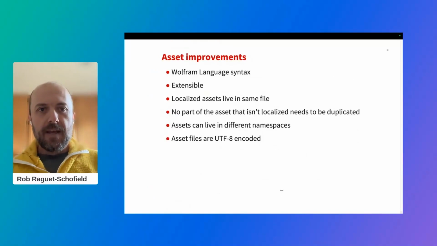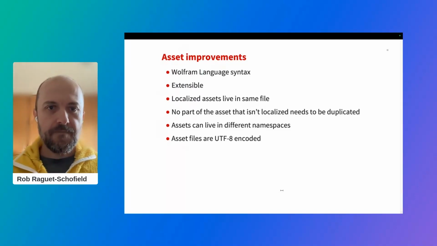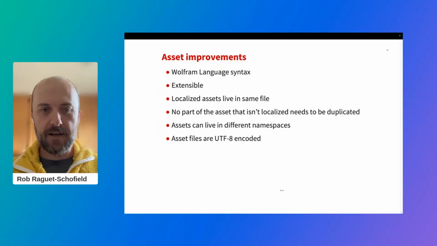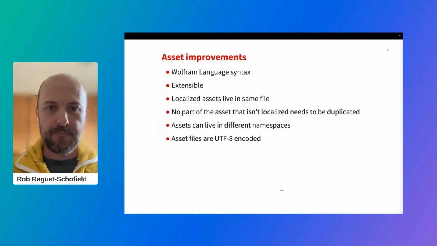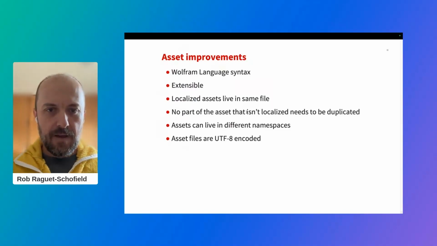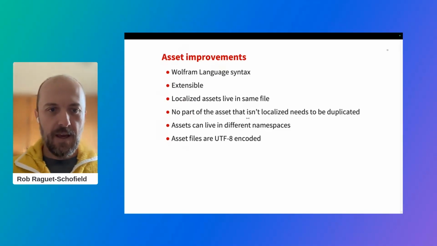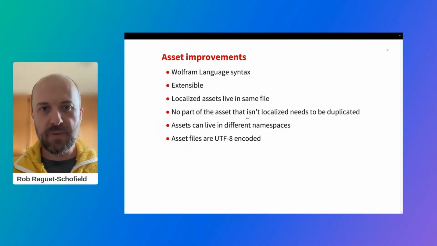So assets are working better for us because they are Wolfram language syntax files. The system is extensible. We can add new assets to it. Localized assets live in the same file as the non-localized default version. No more separate files to keep in sync. We only have to localize the part which is different. We don't need to duplicate entireties of assets. We can have different namespaces, so to reduce the chance of colliding names. And the asset files are UTF-8 encoded, which means that if you're typing in Japanese, for example, you can type Japanese text directly into the file and save it, and it's ready to go.